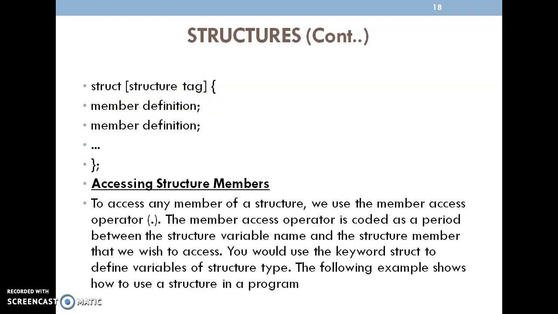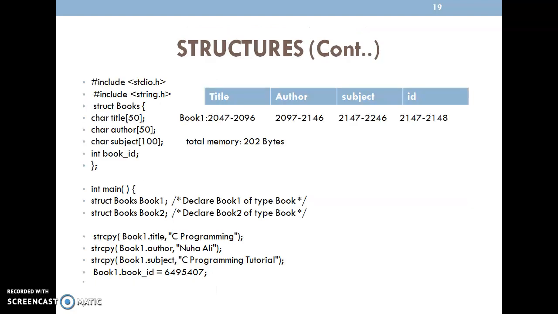Like book contains a title. The title is of character type, so character title. Then it contains author. Author also has alphabetical values, so you make use of character author. Then we can make use of subject. Character subject is letters only, so we make use of character. Then book id will be in terms of numbers, so we make use of integer here.